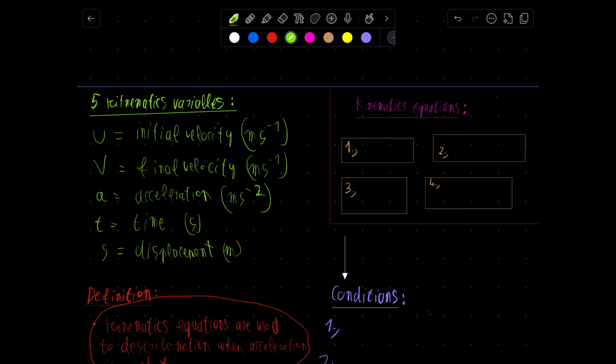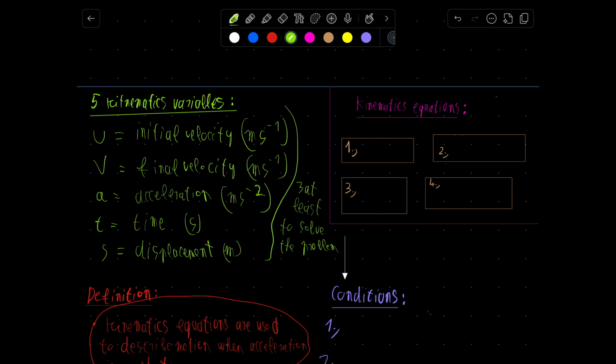To solve a kinematic problem, you need at least 3 of these 5 variables. Can be more, but 3 is the minimum. And then once you have 3, you can use the kinematic equations to find the missing one.